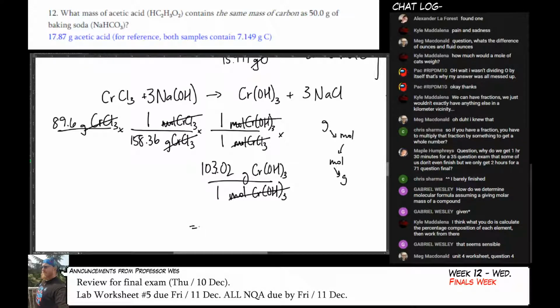And so we'll punch all this in the calculator. 89.6 times 1 times 1 times 103.02 divided by 158.36. 58.3 grams chromium 3 hydroxide. There you go. That's the answer you should get for that.